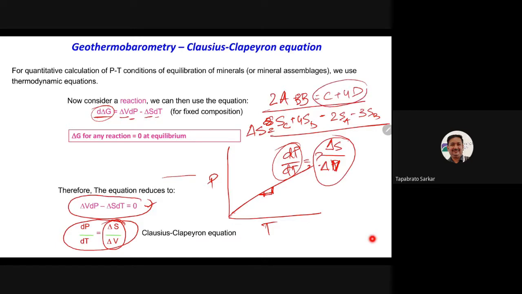So the slope of this reaction in the PT space would be determined by the change in entropy by the change in volume, which means that when do we have a higher, steep slope? When there is higher entropy change and less volume change. So when the change in volume is very low and the change in entropy is very high, we will get a steeper slope. And when do we get a shallower slope?